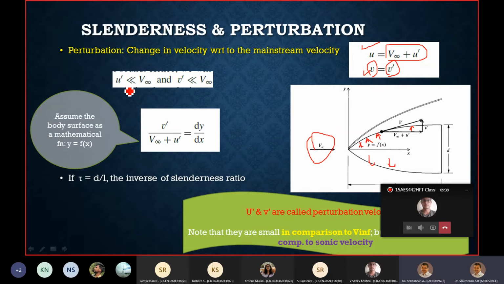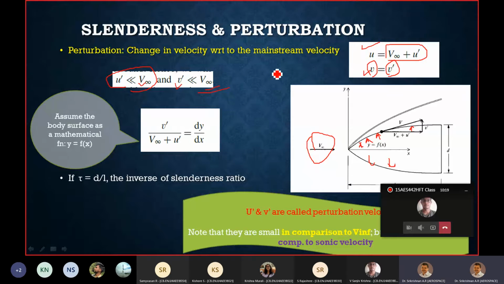Now, our assumption is that u prime or u dash, that is the velocity induced in the x direction, is much smaller than the mainstream velocity, and so is the y component. The y component of the disturbance v dash is significantly lower than the mainstream component. Of course, these can be comparable to, or they need not be smaller as compared to, the sound velocity, but they are smaller than the free stream velocity, which is certainly much higher than sound velocity, since we are talking about hypersonic flows.